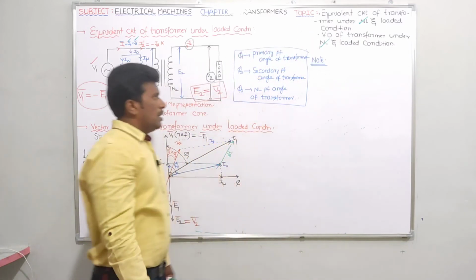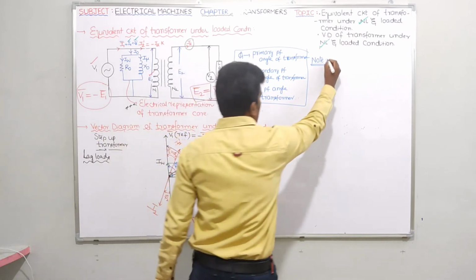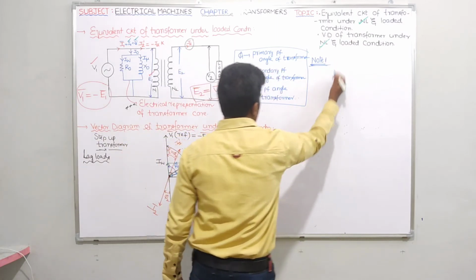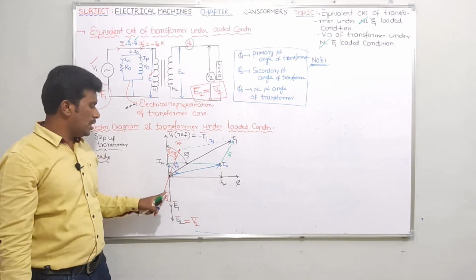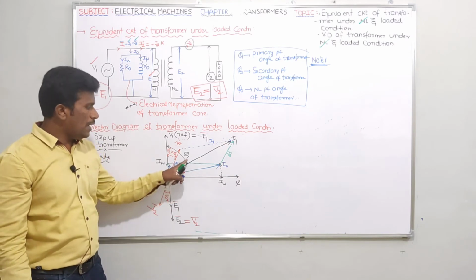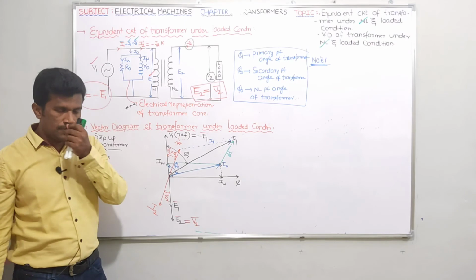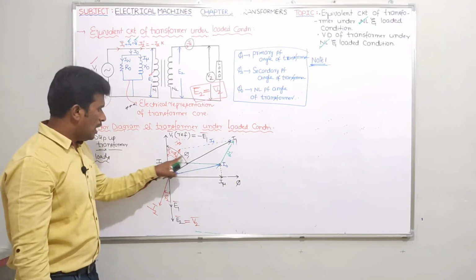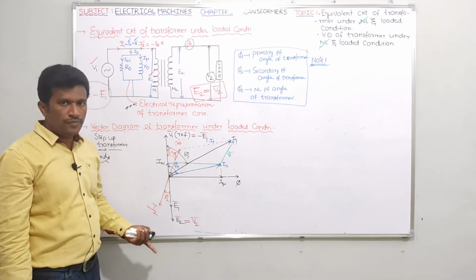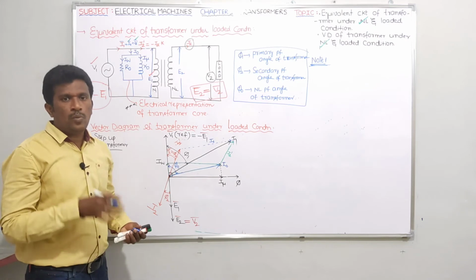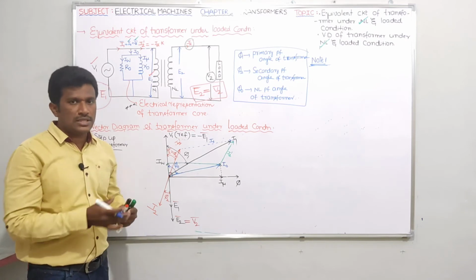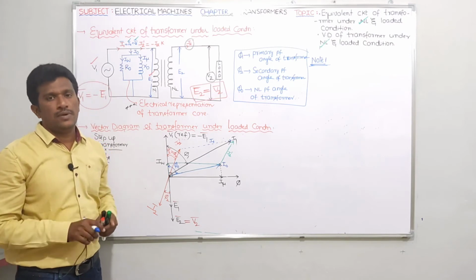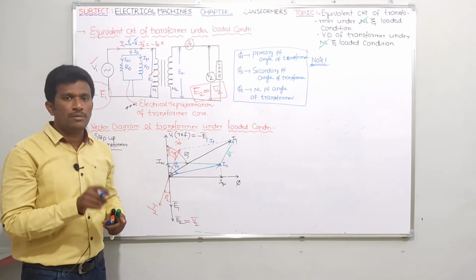Okay, here I am asking a simple question. Note 1. From this vector diagram, can you please tell me phi 1 and phi 2 are equal? No. Why are phi 1 and phi 2 not equal? That is my question. Obviously they are not equal. Tell me the reason. Or I can ask the question like this: when will phi 1 and phi 2 be equal?